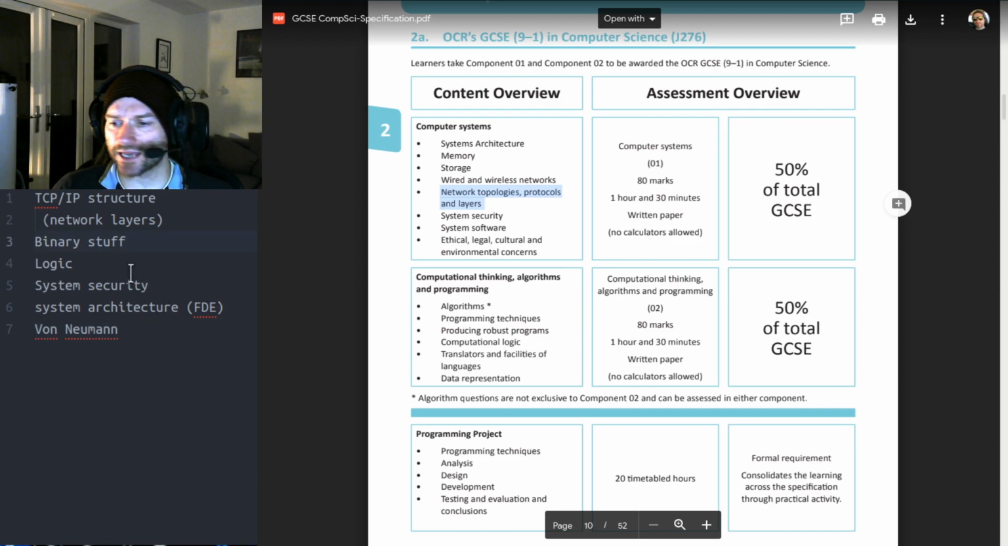I think it was Alex asked about binary stuff. Any particular part of binary stuff? You want to go over the whole lot, or what is the deal there? Do you want denary to binary, binary to denary, denary to hexadecimal, hexadecimal to denary?